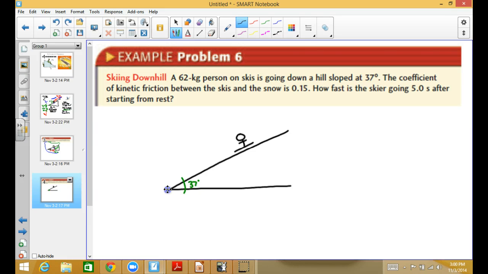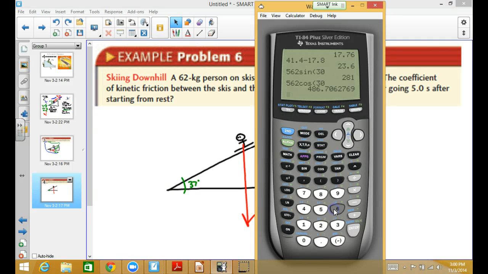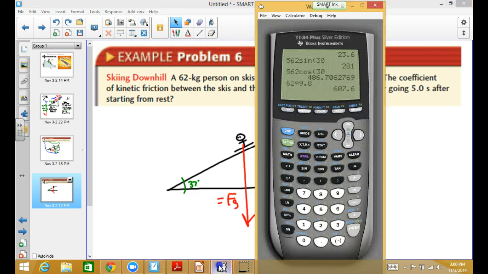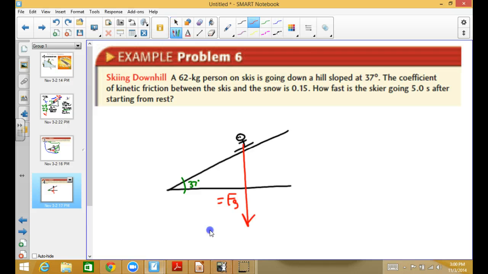They are 62 kilograms. So I'm going to take 62 times 9.8. And I get 607, 610. What was it? I'll go with 608, just so I'll do the rounding at the end. The coefficient of friction, slippery, is 0.15. How fast?